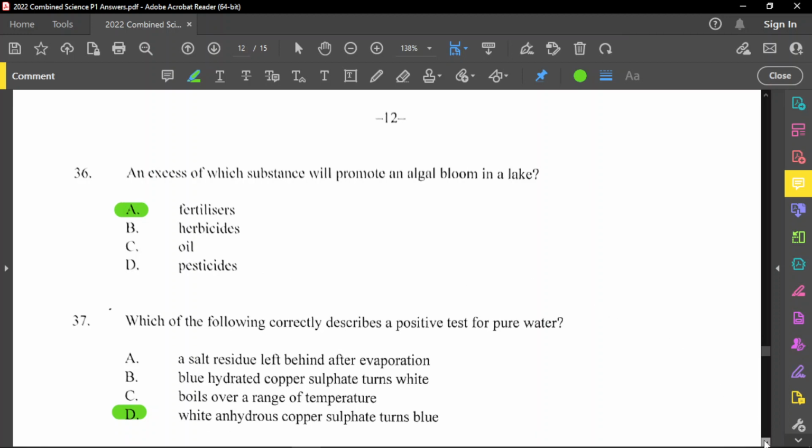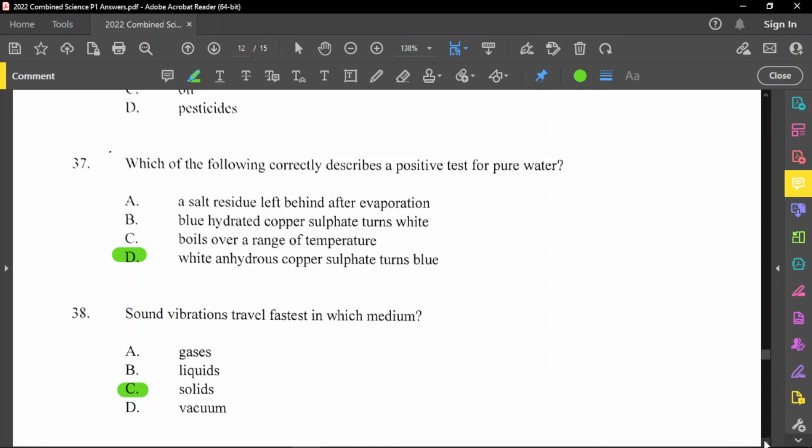Question number 37 said, which of the following correctly describes a positive test for pure water? This one, you really have to go through properly to really understand the answer. First option: a salt residue left behind after evaporation. If you have salt remaining after evaporating the water, it can't be pure, right? Because salt was in the water.